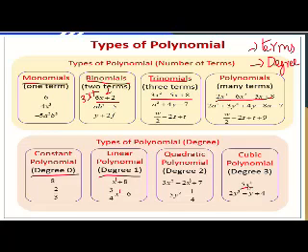Then if the degree is 3, could you see, it's an x cube. So what is the degree? It's a y cube. So what is the degree over here? Highest power is 3. Right? So the degree is 3. So when the degree is 3, that is called a cubic polynomial.